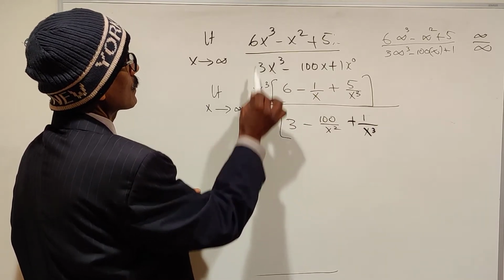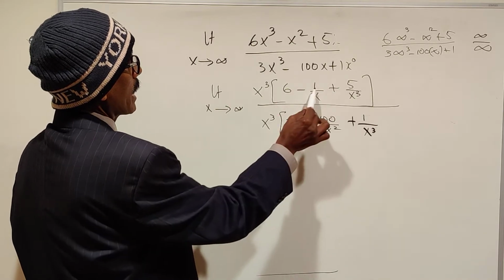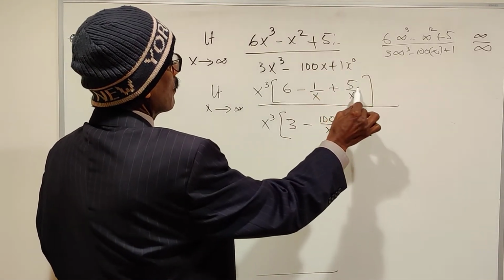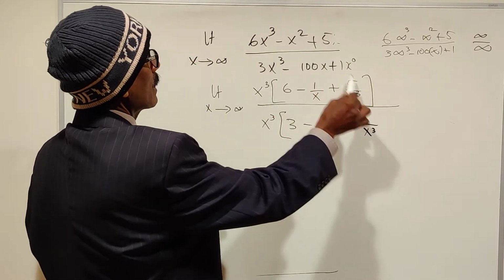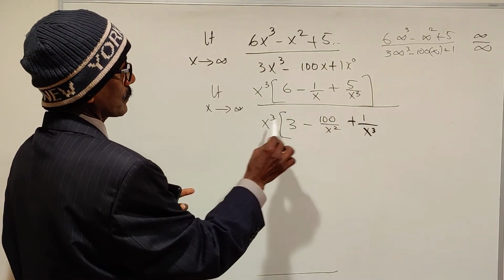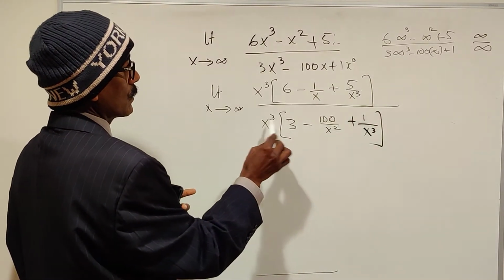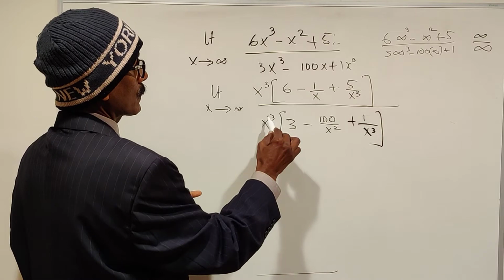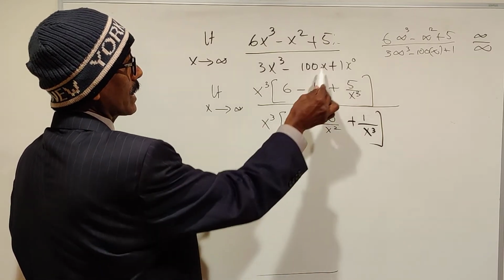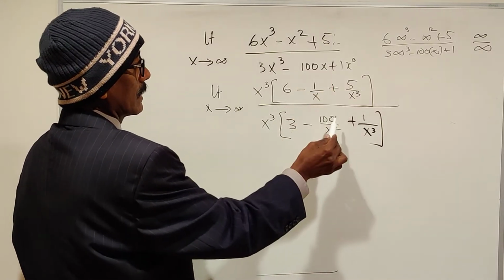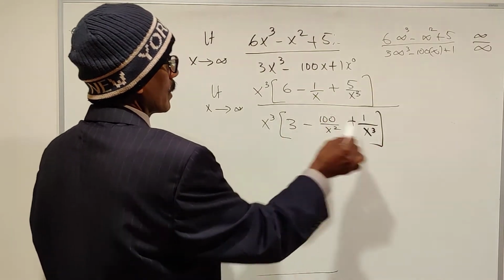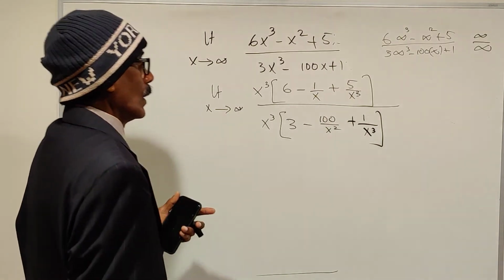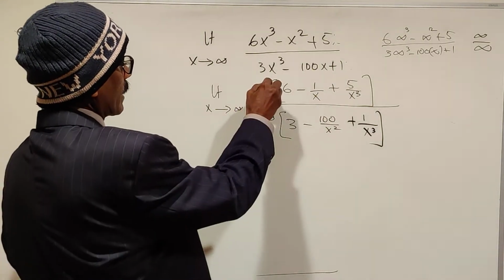6 times x cube, 6x cube. X cube times 1 by x, you get x square. X cube times 5 by x cube gets cancelled, answer is 5. Here also, x cube times 3, 3x cube. X cube times 100 by x square, you get 100x. Here x cube gets cancelled, answer is 1. X raised to 0 means 1. Okay, then you can cancel out this one.